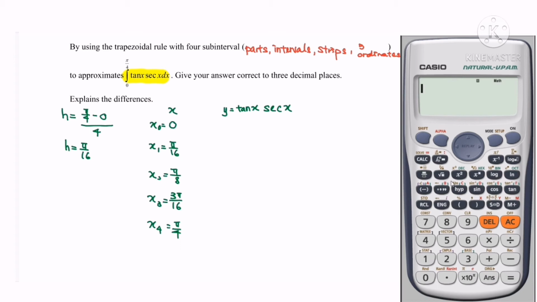As we can see, we have tangent x, secant x. So by referring to the situation, bracket, we have tangent. Kindly press the button alpha and then x. Close bracket. Multiply with 1 over cos alpha x. Close the bracket. Because in the calculator we didn't have the secant x, we only have 1 over cos. So kindly press calculate, substitute the value 0, and we will have the answer 0. So here we denote it as y0 equals 0.